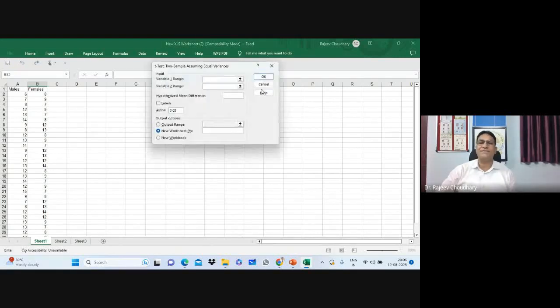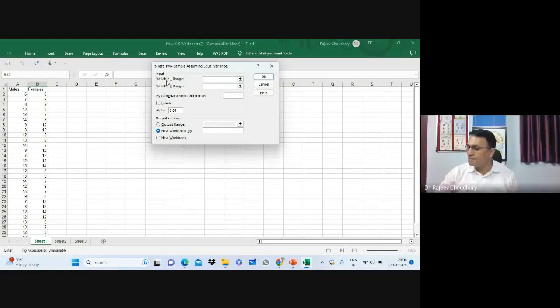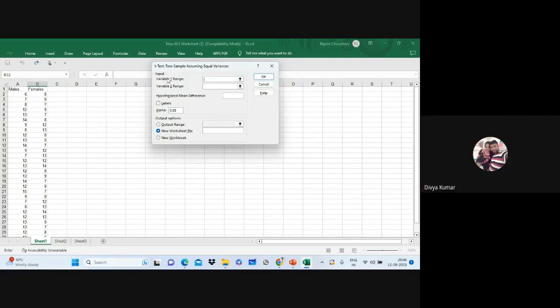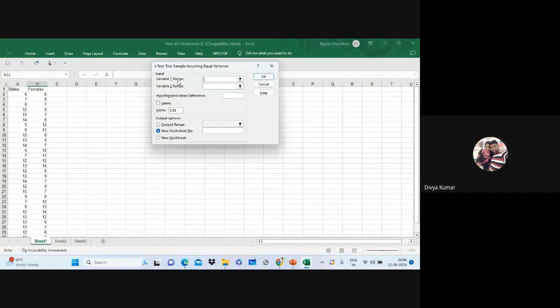Click on OK. How many variable ranges are there? Two, sir. Variable 1 range and variable 2 range. Variable 1 range is for males and variable 2 range is for females. This is okay.